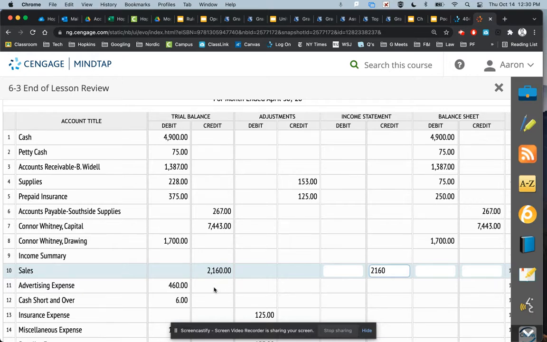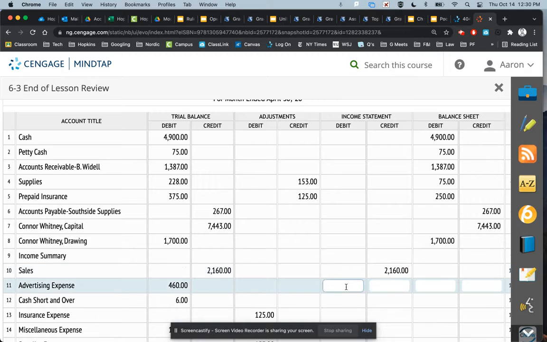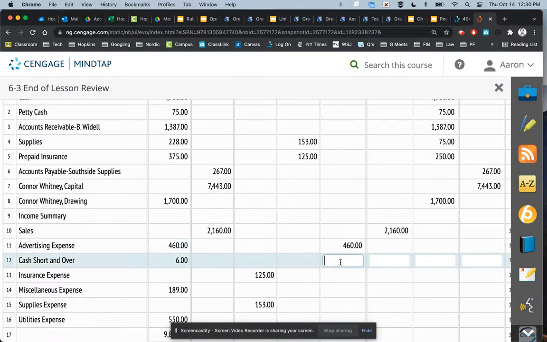Advertising expense, debit balance for 460. And just like we said, when you journalized, sales was always a credit. All right. So sales is going to stay in the credits. We said expenses are debits. They always are. So debits or expenses are always going to be in this debit column.